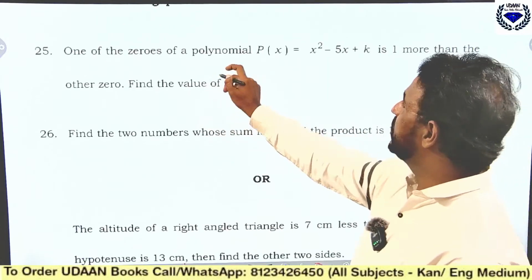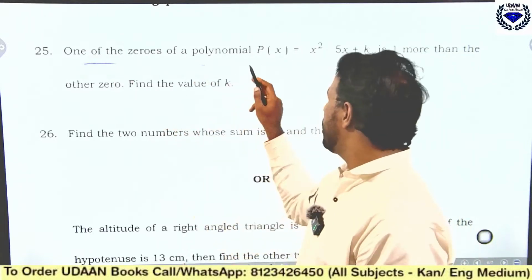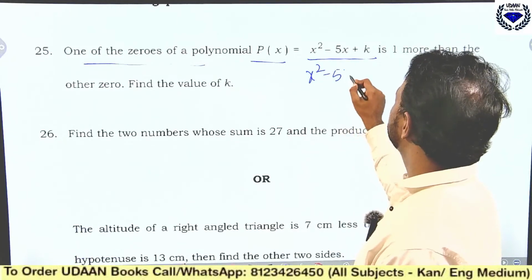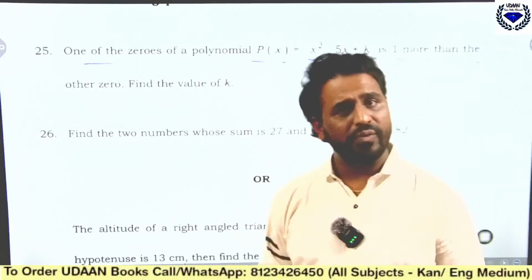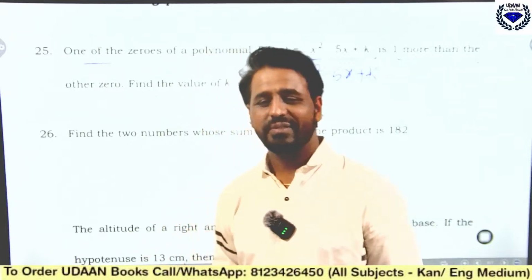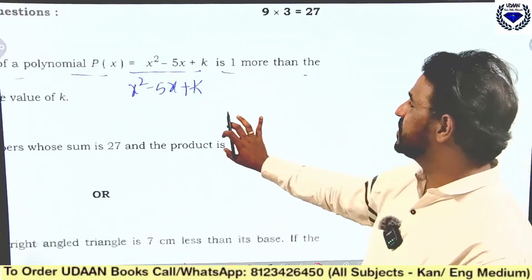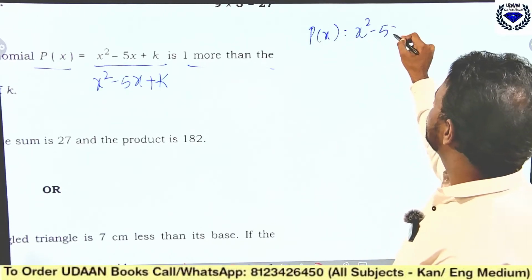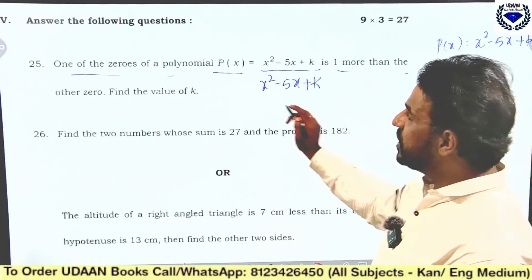Coming to the next set of questions. See, one of the zeros of a polynomial. Question number 25 is: one of the zeros of the polynomial p of x is x square minus 5x plus k is one more than the other. You should find the value of k. So let us begin with the solution of this one. See here how to solve this. The given equation is the polynomial p of x is x square minus 5x plus k, and they said one of the zeros of the polynomial.